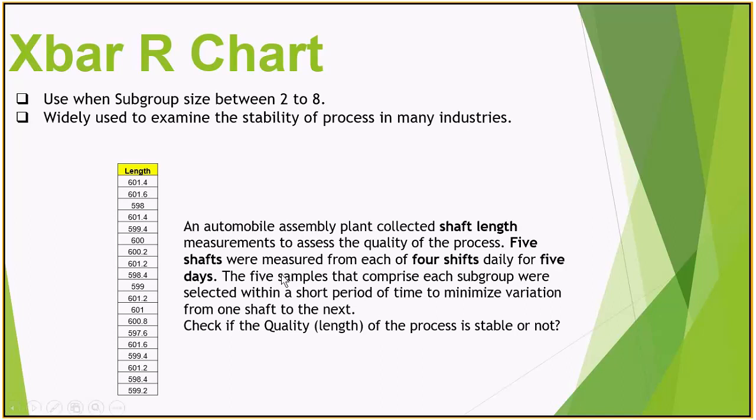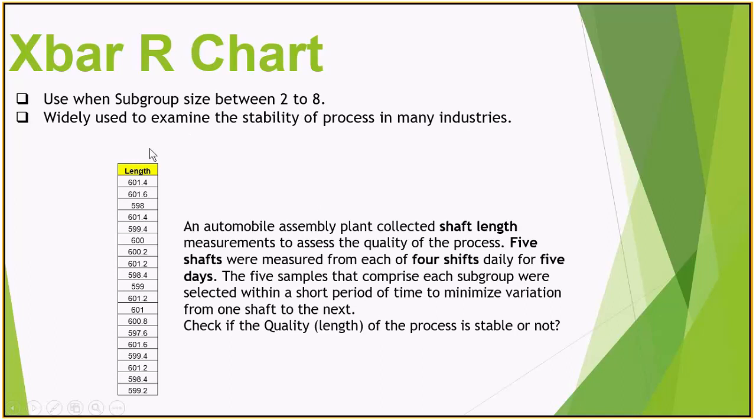The 5 samples comprising each subgroup were selected within a short period of time. Every time I'm taking 5 samples to minimize the variation from one shaft to the next shaft. Now they want to understand in the quality department whether the length of this particular shaft is stable or not. The data I'm collecting is in groups of 5. So I have a subgroup size of 5, which is between 2 and 8. So definitely I'm going to use the Xbar R chart.